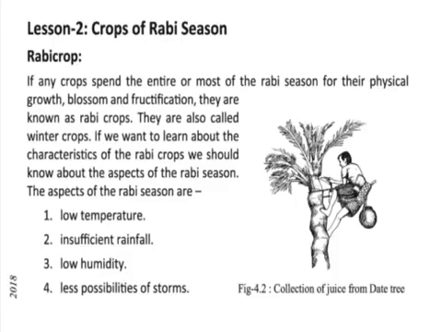1. Low temperature. There is no hot temperature in the season, and there is insufficient rainfall. Especially in the winter season, there is no rainfall. Low humidity. Humidity means the moisture in the atmosphere. Less possibility of storms. In the winter season, there is no possibility of any storms or rain.